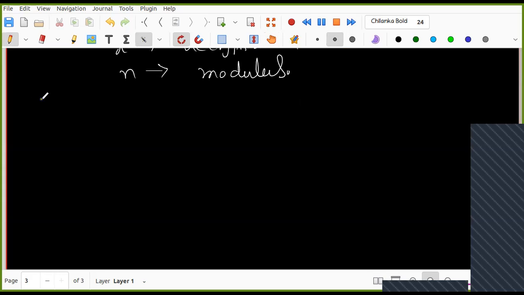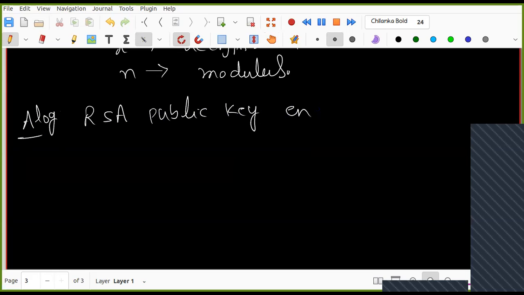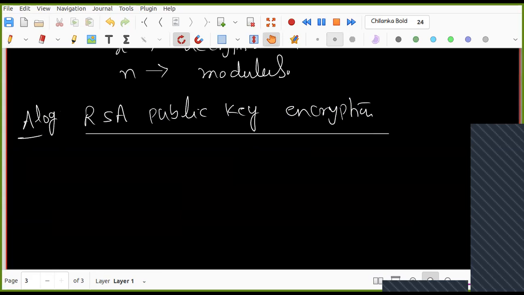Now coming to the algorithm. RSA public key encryption. So how does it go?